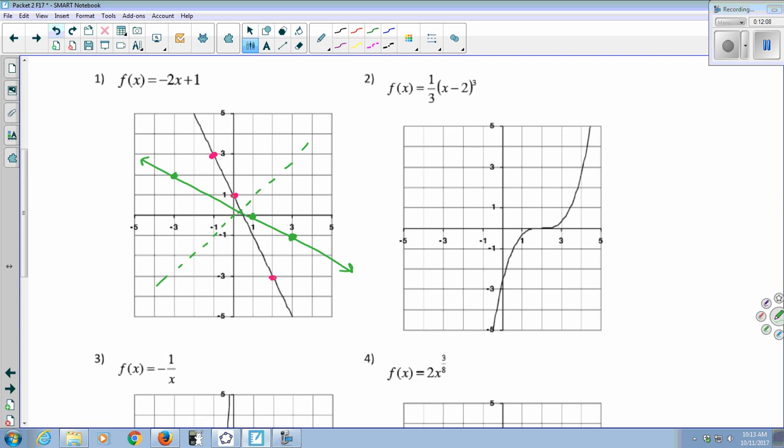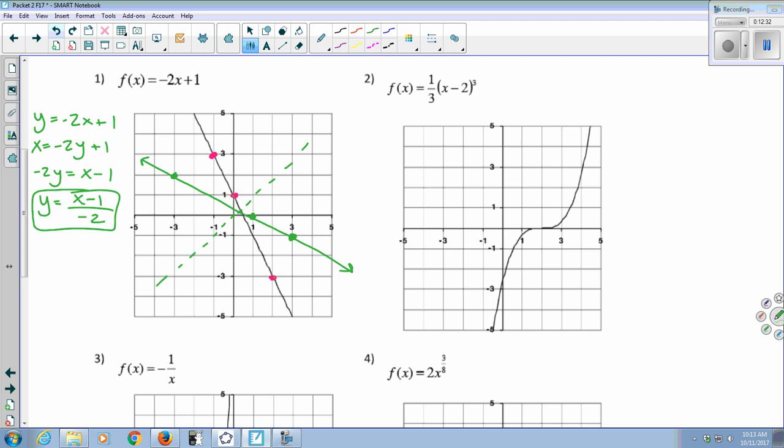Using the switch and solve strategy. So I've got y equals negative 2x plus 1. Make the y's x's and the x's y's. Solve for the y. So I have negative 2y equals x minus 1. Divide both sides by negative 2. There's my inverse function.